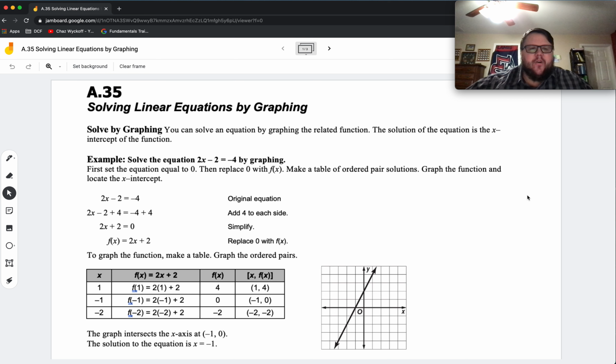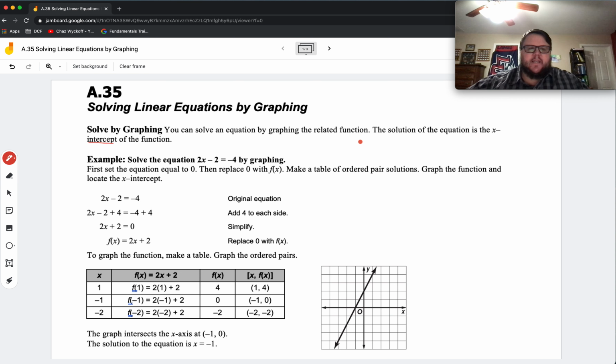Today we're solving linear equations by graphing. So we were solving equations algebraically. Now we're going to solve them graphically. You can solve an equation by graphing the related function. The solution of the equation is the x-intercept. So we learned this last time.